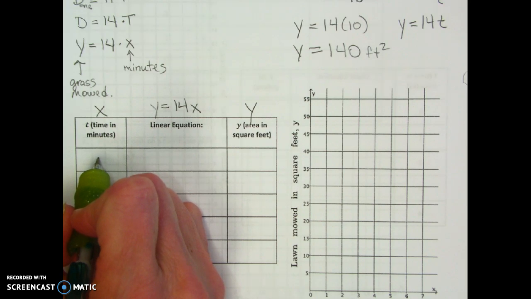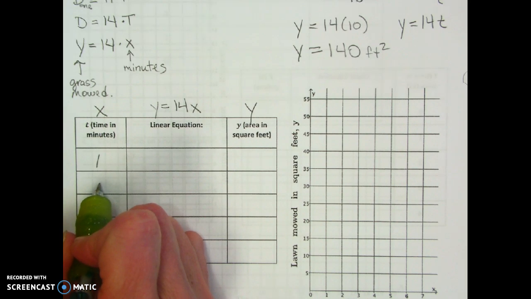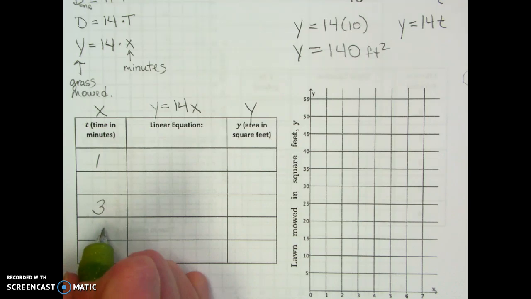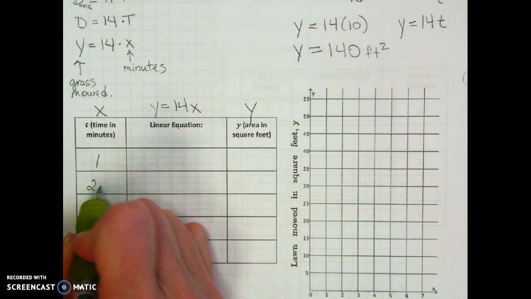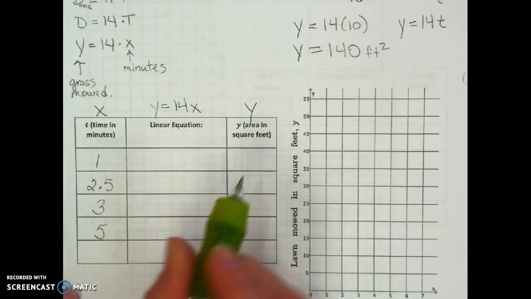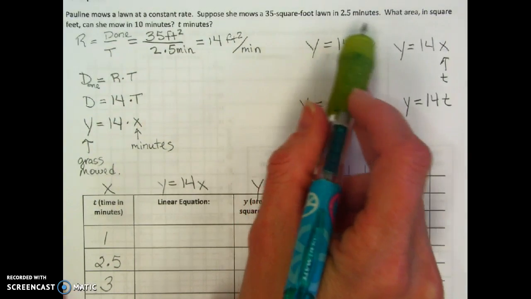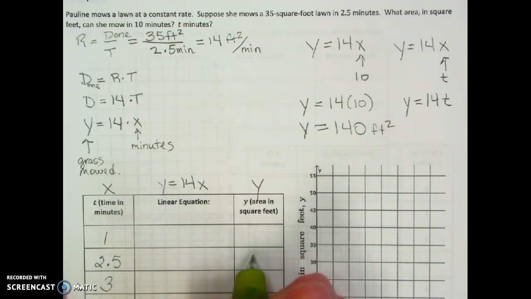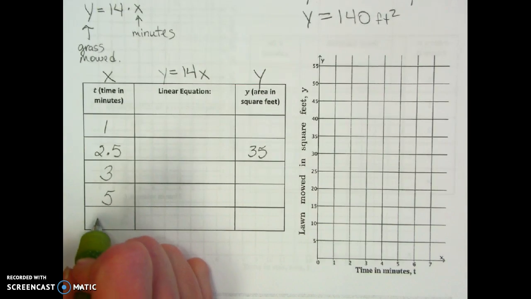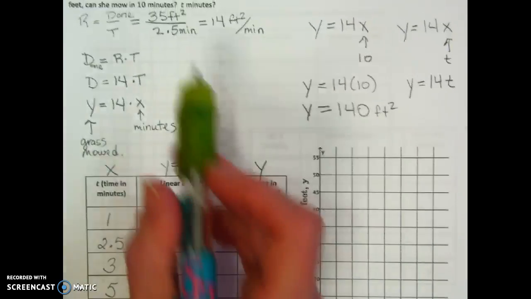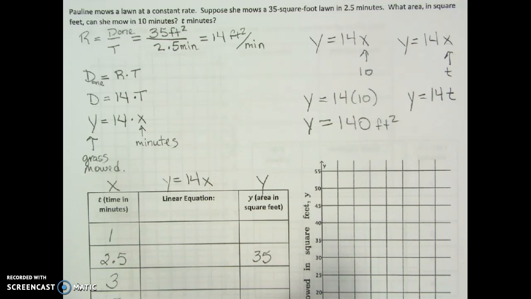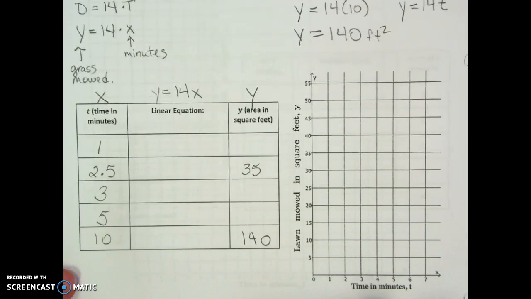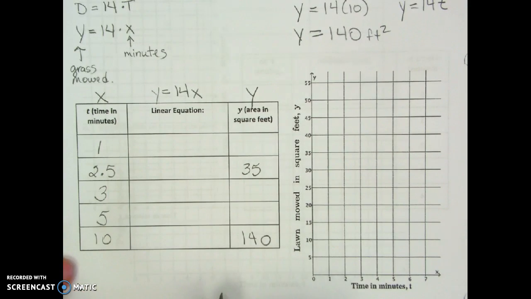Let's start with 1, 3, and 5. Now I'm going to definitely put the 2.5 in here because that was given to me in the beginning. I know in 2.5 minutes she can mow 35 square feet. And I'm going to also use the 10 because I had to calculate that up here. In 10 minutes she could mow 140 square feet. So I'm going to make sure I put that in. The other ones I'm going to have to calculate.